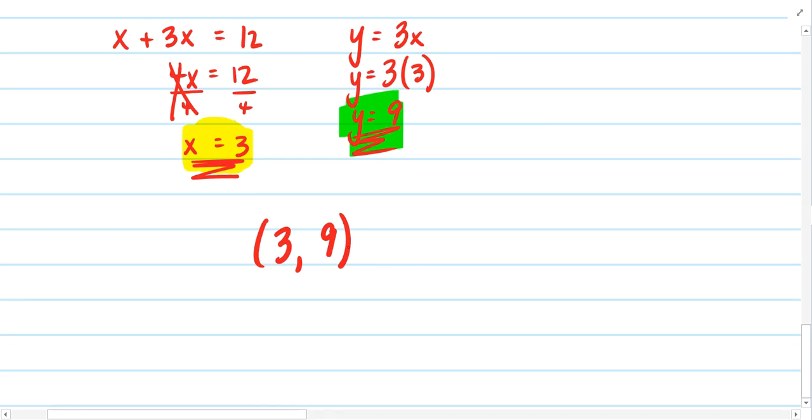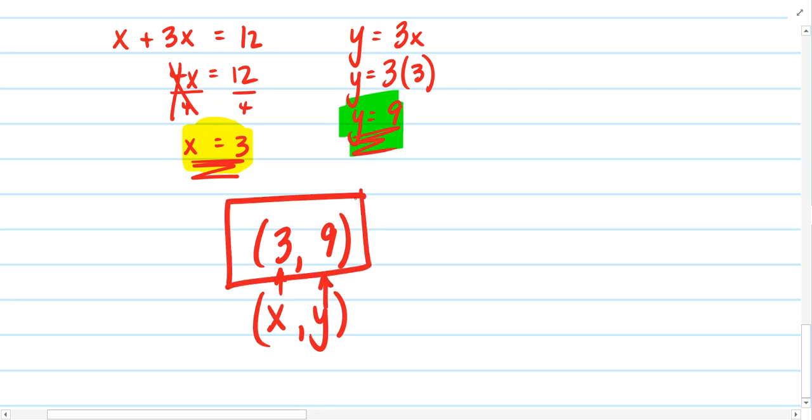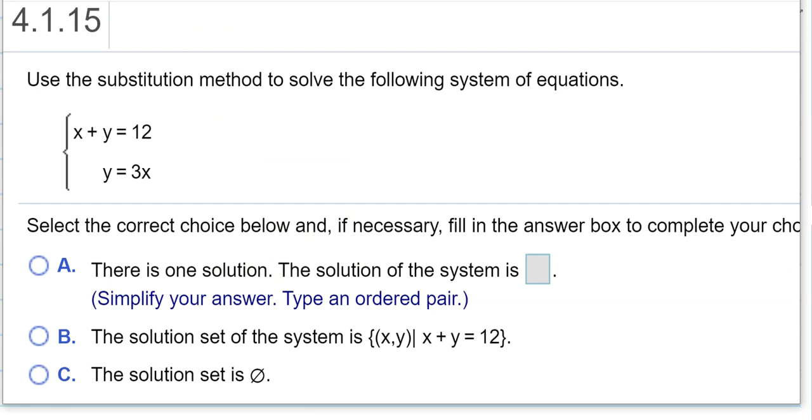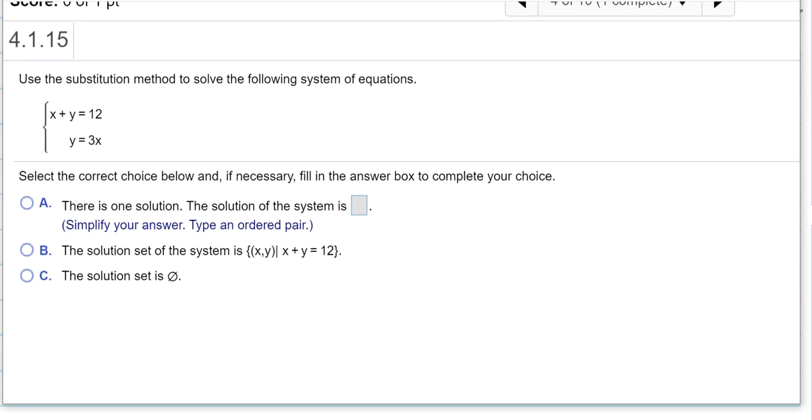Now, if you had solved these in a different order and found your y value first and then your x value, please keep in mind that in all ordered pairs, the order matters. The value for x must be labeled first, and the value for y must be labeled second. So let's see if we can enter this as a solution into MathXL.